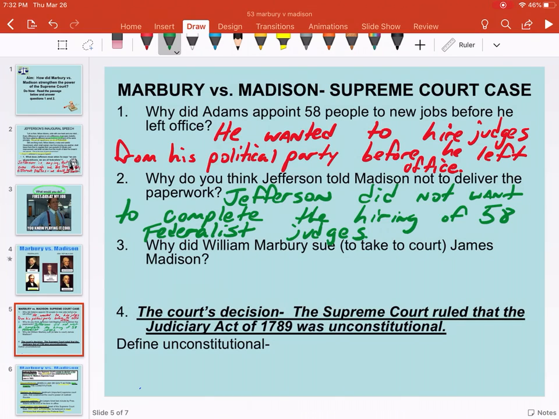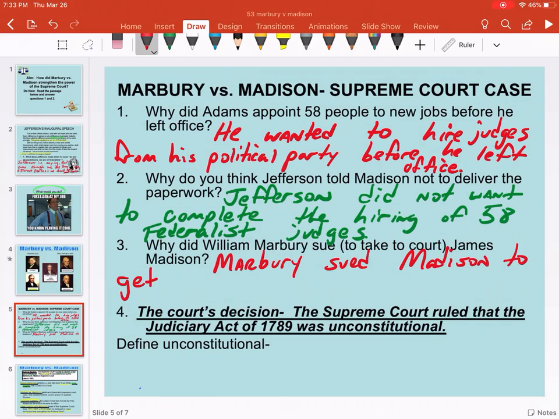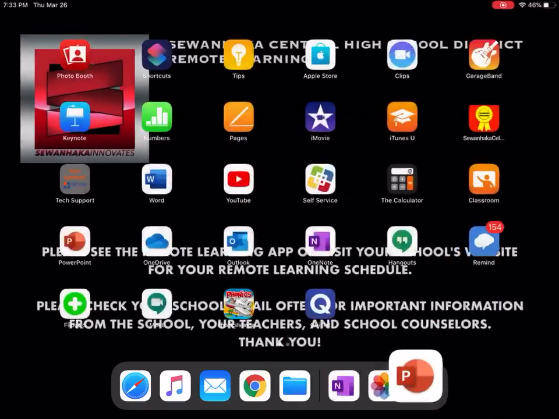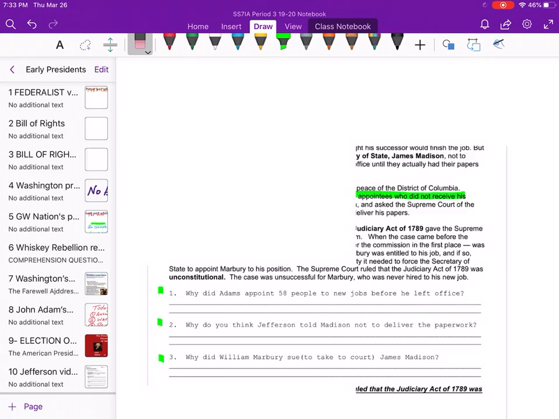Number 3, why did William Marbury sue or take to court James Madison? In the reading, it explains that Marbury sued Madison to get his job. Let's go back to the reading.